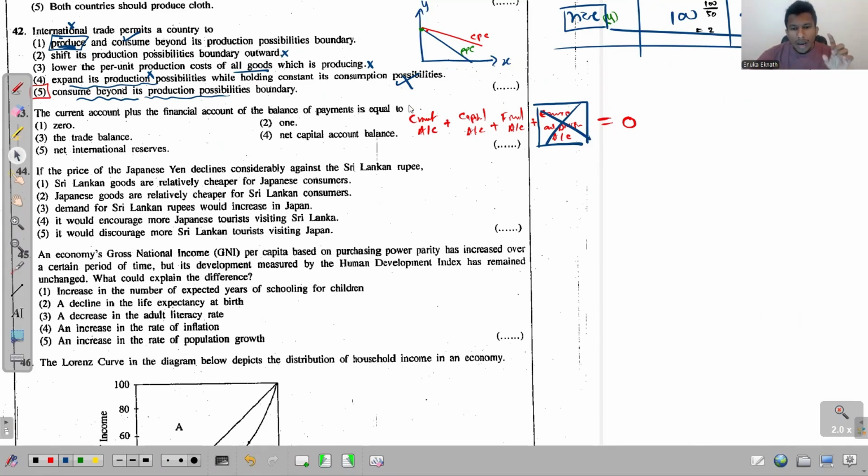So if there's no errors in the recording of transactions, what needs to happen? The current account balance plus capital account balance plus financial account balance needs to be equal to 0.